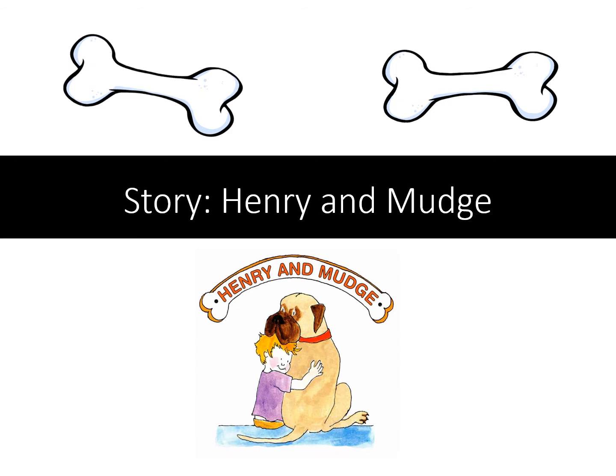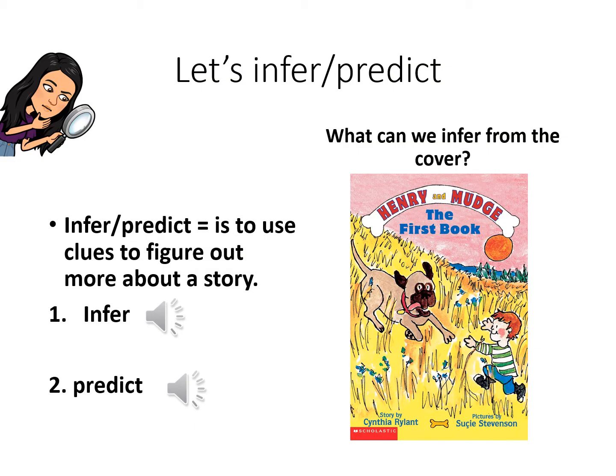Let's go on with the story Henry and Mudge. Let's infer or predict. Now, when I say infer or predict, it is to use clues to figure out more about a story. You're going to use the clues to figure out more about a story.